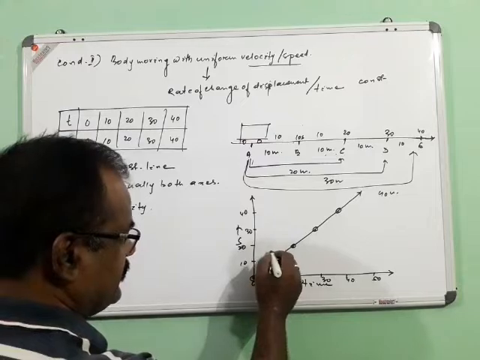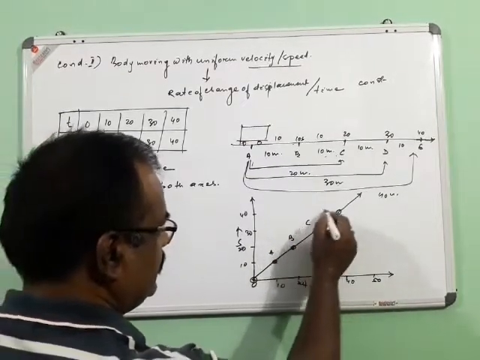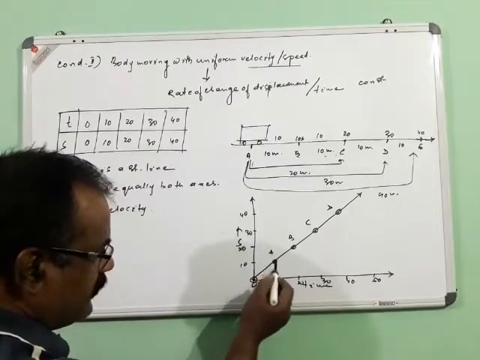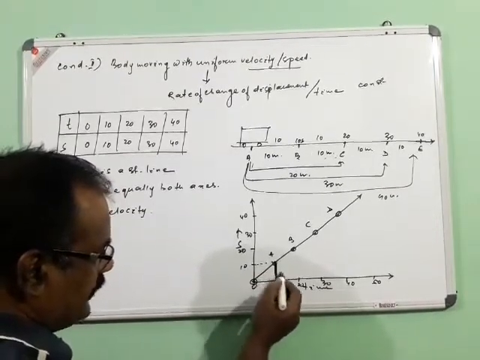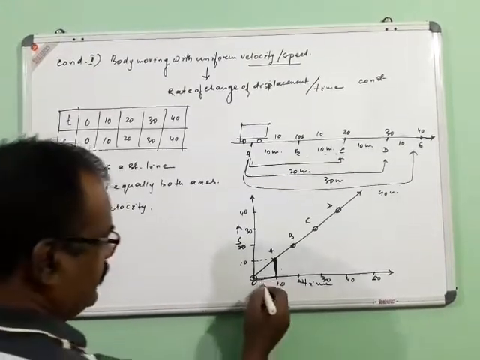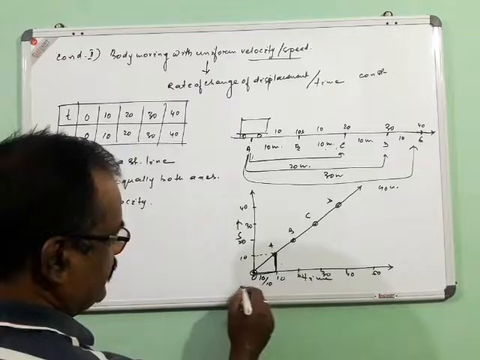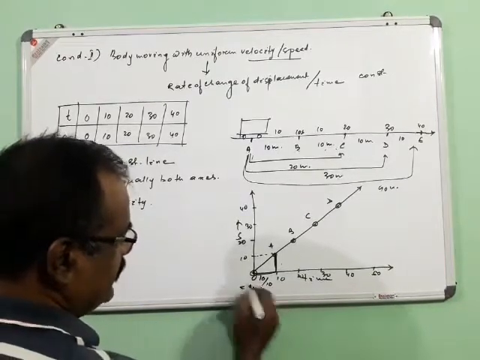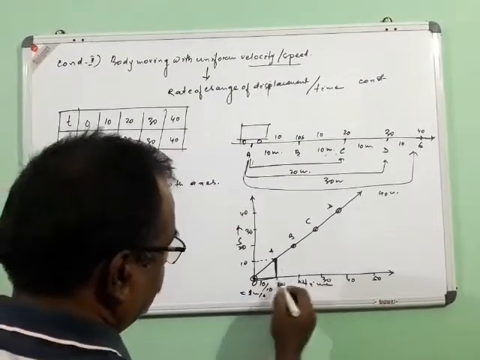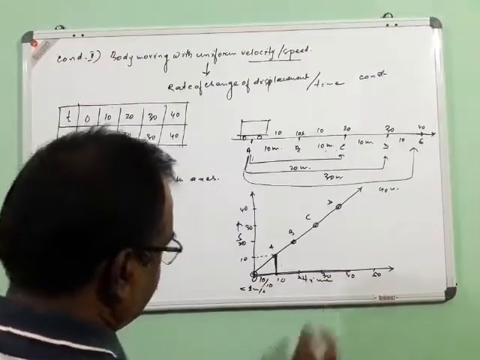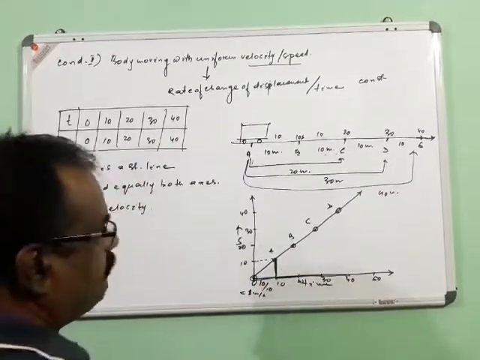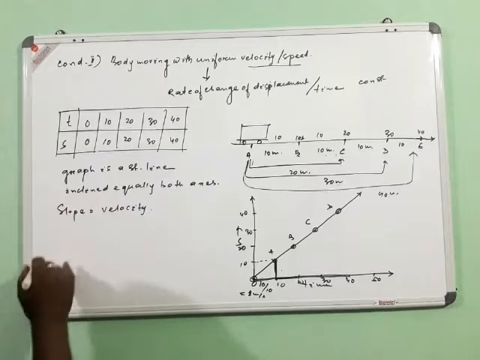Anywhere you take the slope, consider points A, B, C, D. If you take the slope, the perpendicular component is equal to 10 and this is also 10. So we get 10 by 10, which is 1 meter per second. Now consider that we have to find out the velocity between 10 and 40 second. What will be the velocity?